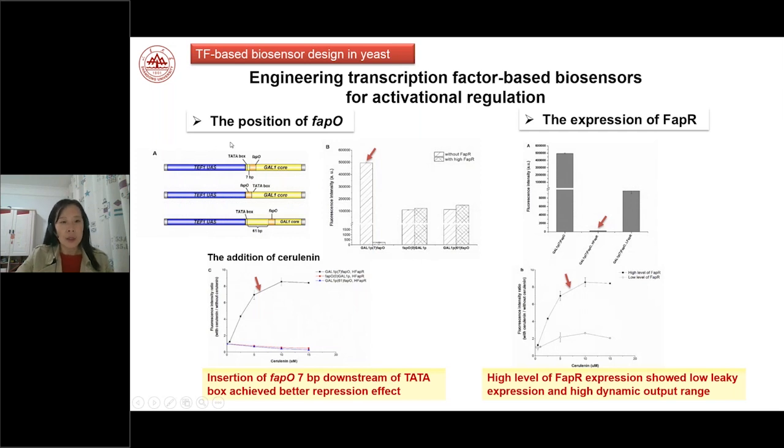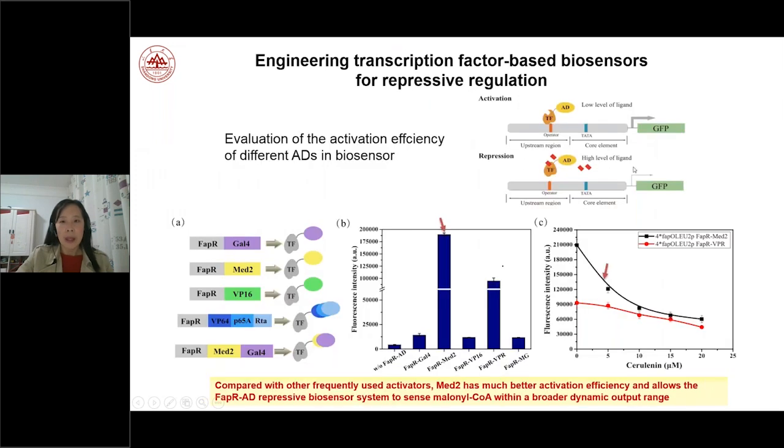And then through optimization of the position of FEP-O and the expression of FEP-R, we have developed a biosensor which has a relatively low leaky expression and a very high dynamic output range. So here we developed the biosensor for activational regulation. Aside from activational regulation, we also designed a biosensor for repressive regulation.